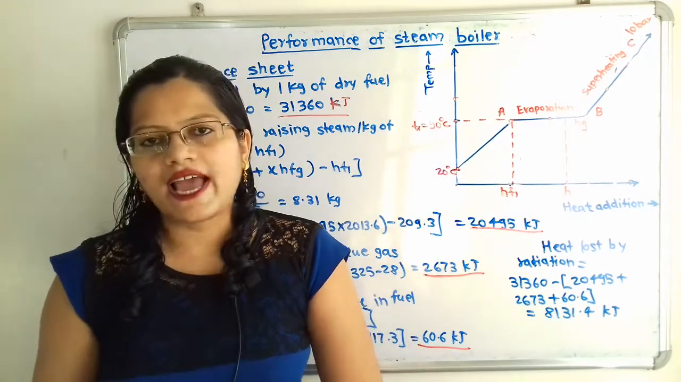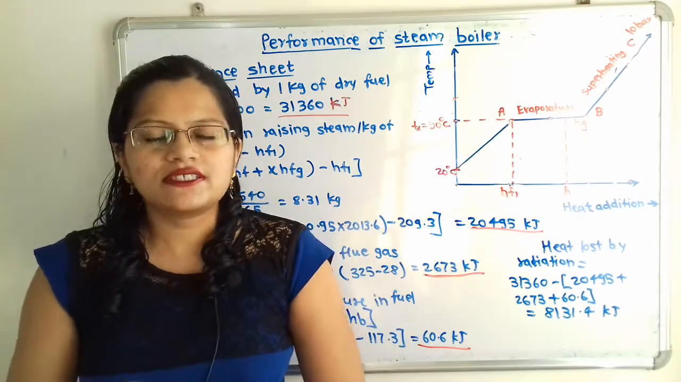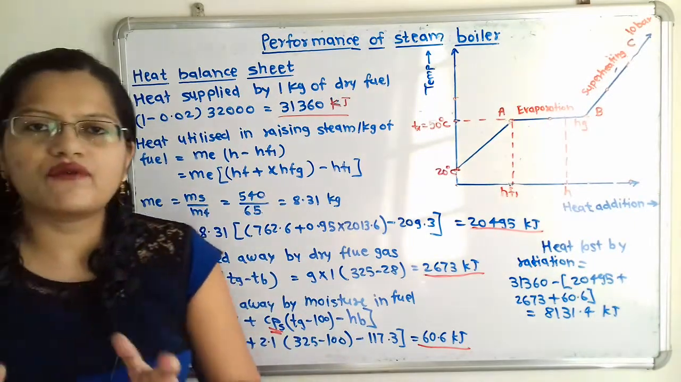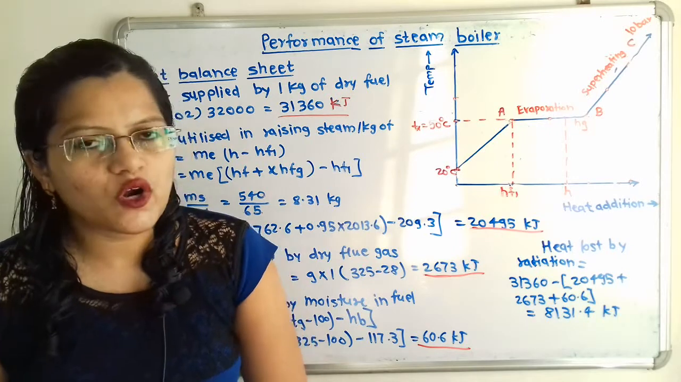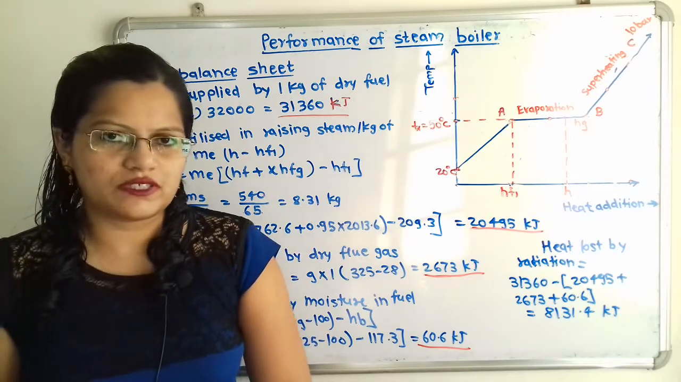Now if we observe the other losses, the incomplete combustion of carbon or the carbon present in the ash pit, these losses are not mentioned, or the information is not mentioned in the given question. So we are not going to consider those losses.